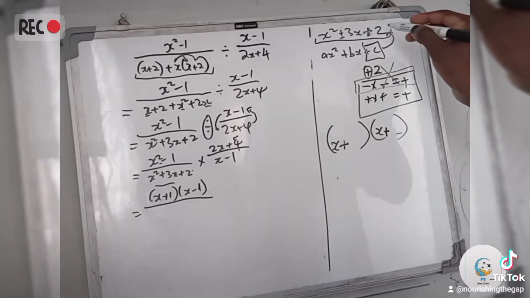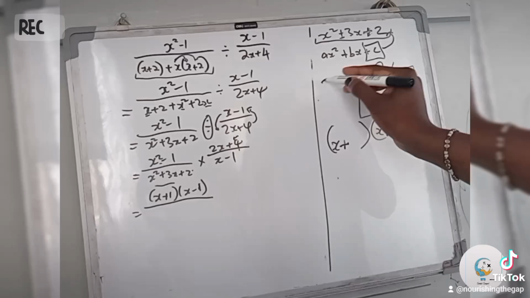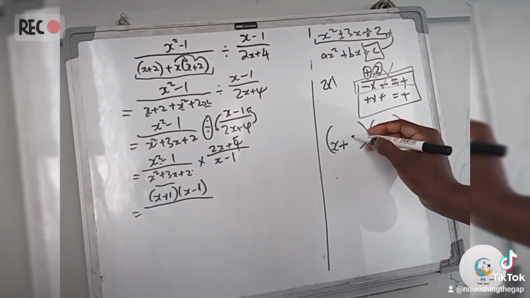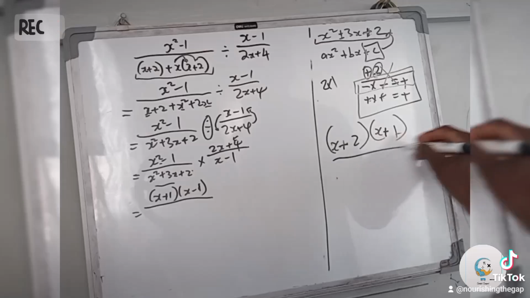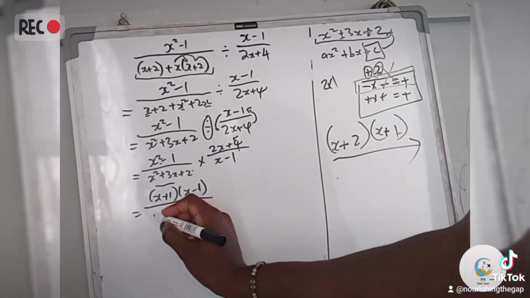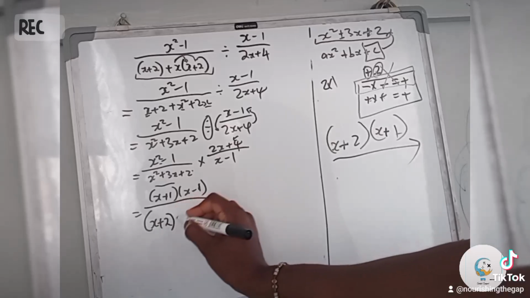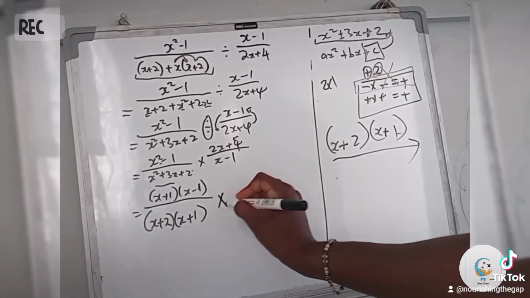Now we look into the factors of 2. The factors of 2 are 2 multiplied by 1. There's no other factor pair. So that's how you factorize this one. You say x plus 2 and then x plus 1, and then you multiply.